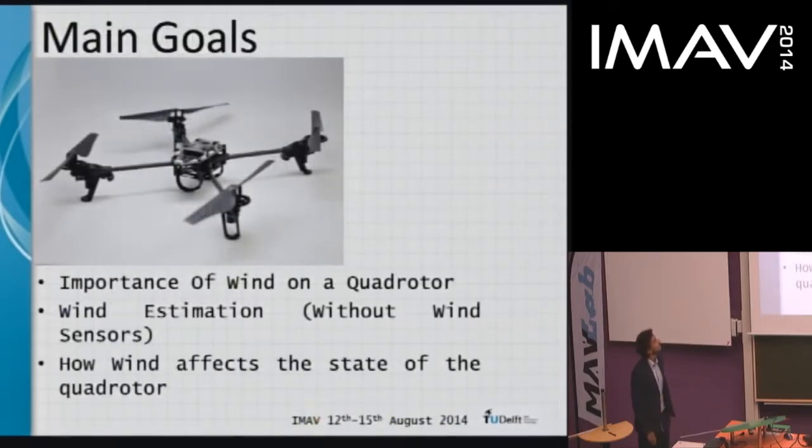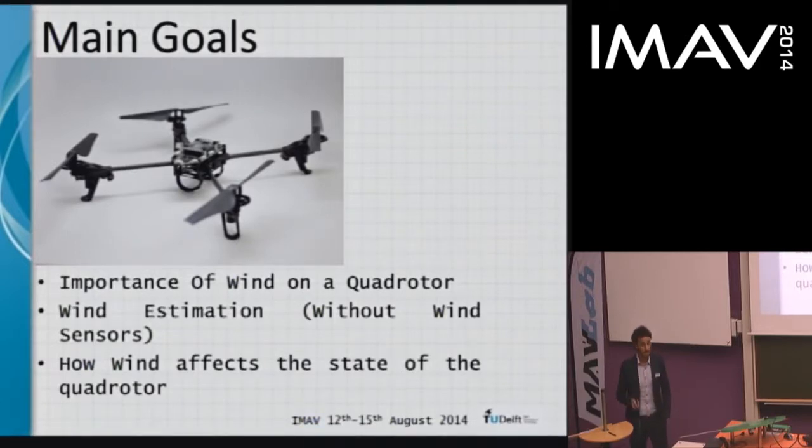So first of all, I want to introduce the main goals of the thesis. First of all, I wanted to understand what the importance of wind on a quadrotor was. Yesterday we also had the chance to see that wind is an issue on quadrotors, so we have to deal with this kind of disturbance. Our goal was to estimate wind, so it was not just rejecting wind with a robust controller, but also estimating it without wind sensors.